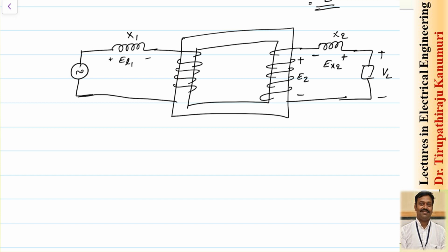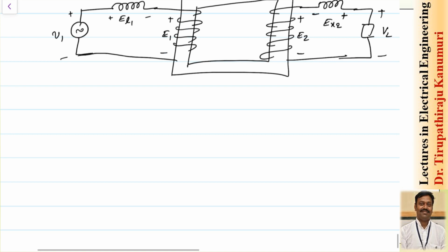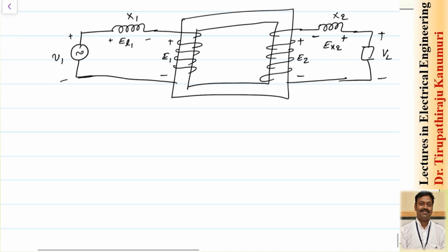Getting it? Similar is the case for the first side. This is V1, plus minus. Similarly here, the back EMF that is the self-induced EMF will be E1. So we can write the equations for the same. I can represent this by V1 is equal to minus E1 minus EL1. You agree with me?